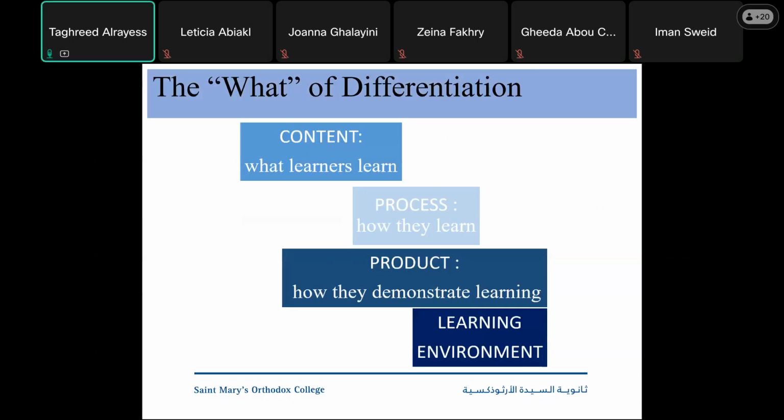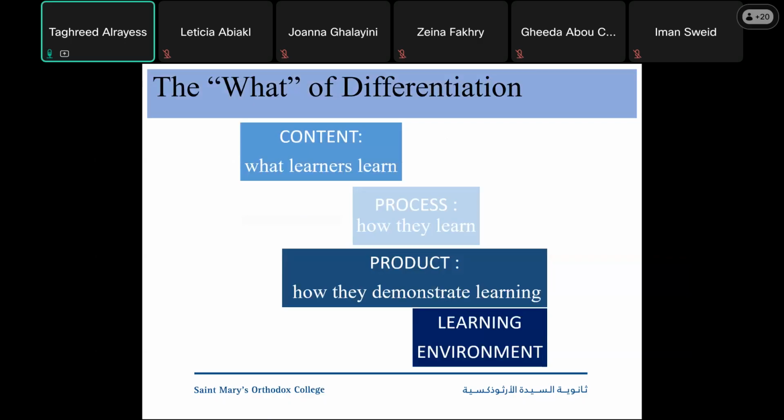Hello again. Before we start differentiating in our classroom, every teacher must be aware of what they are differentiating in their classroom, and how. So first of all, we have to decide on what we want to differentiate. We can differentiate either the content, the process, the product, or the learning environment in our classrooms.